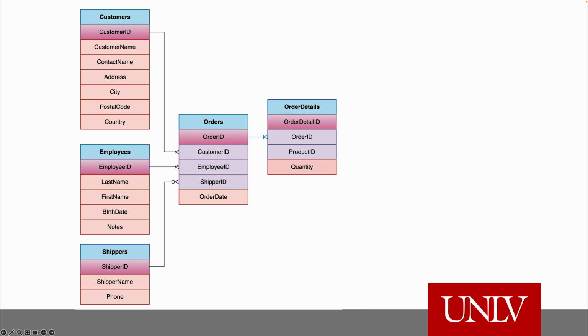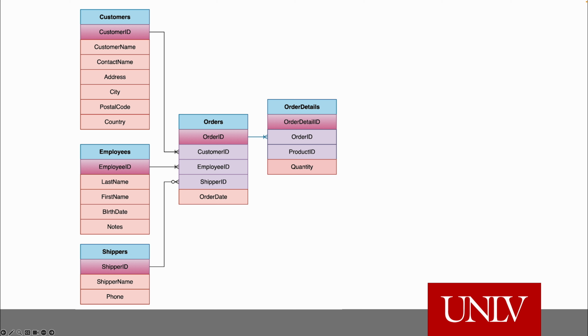Then we have the customers, employees, and shippers tables that have a connection with the orders table. The customers table stores buyer information. Customer ID is the primary key. Other fields include customer name, contact name, address, city, postal code, and country. One customer can place many orders. The employees table contains staff data. Its primary key is employee ID. Additional attributes include last name, first name, birth date, and notes. And each employee may handle multiple orders.